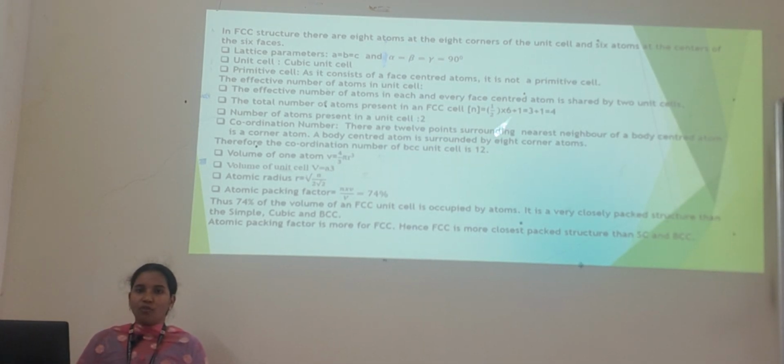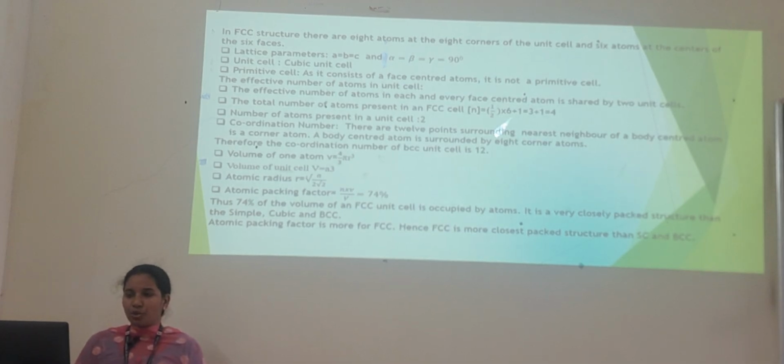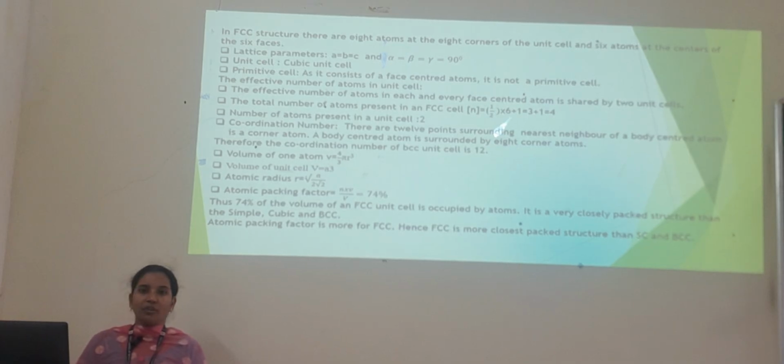So the effective number of atoms: each and every face-centered atom is shared by two unit cells. The total number of atoms per unit cell is 4. The coordination number: there are 12 points surrounding the nearest neighbor of a face-centered atom. So the coordination number is 12.